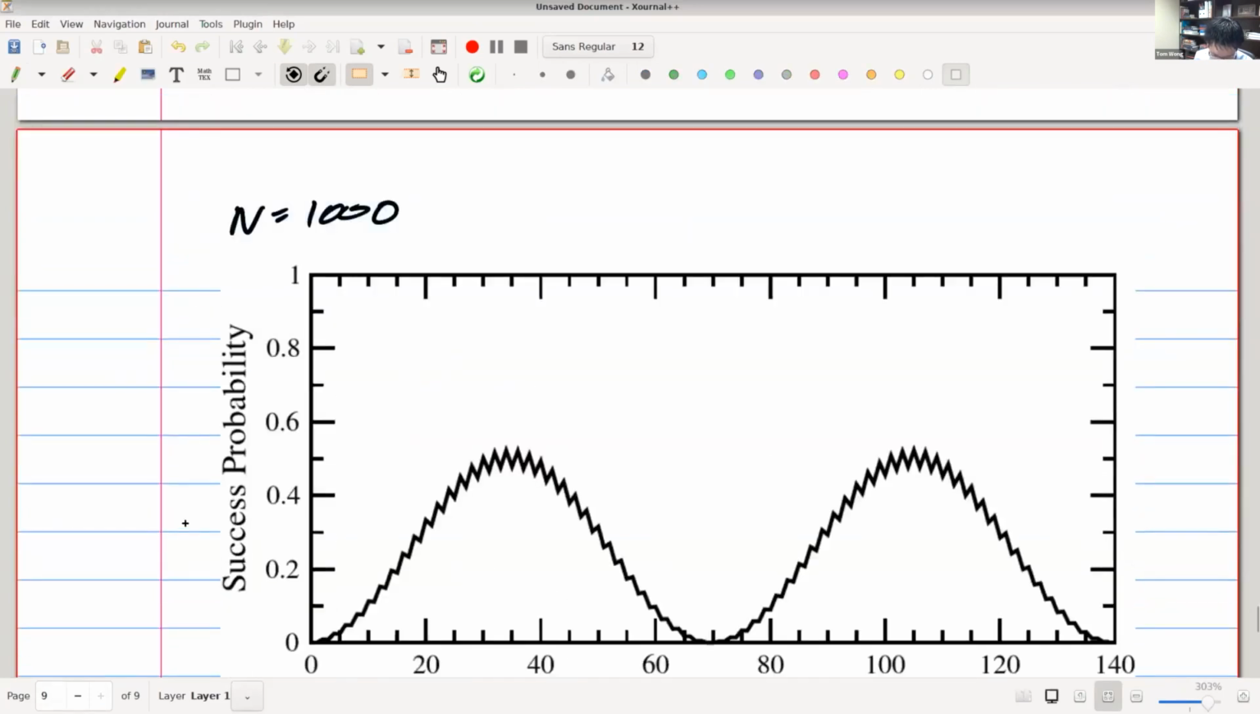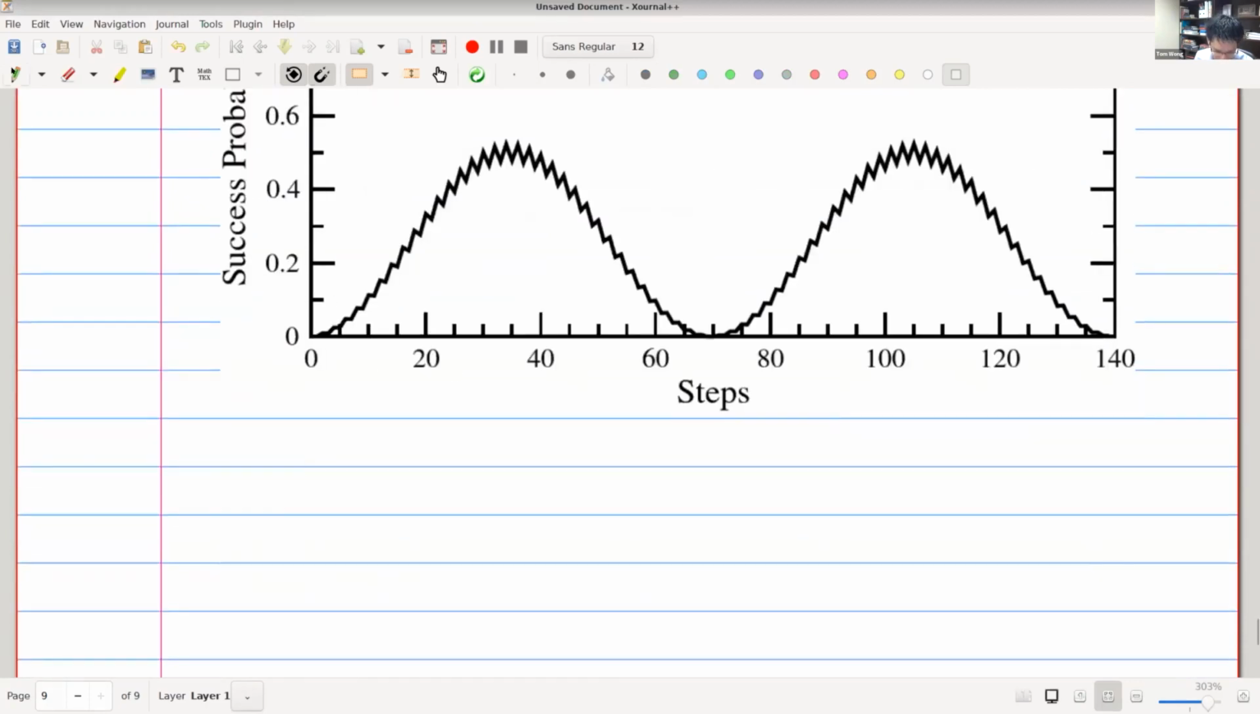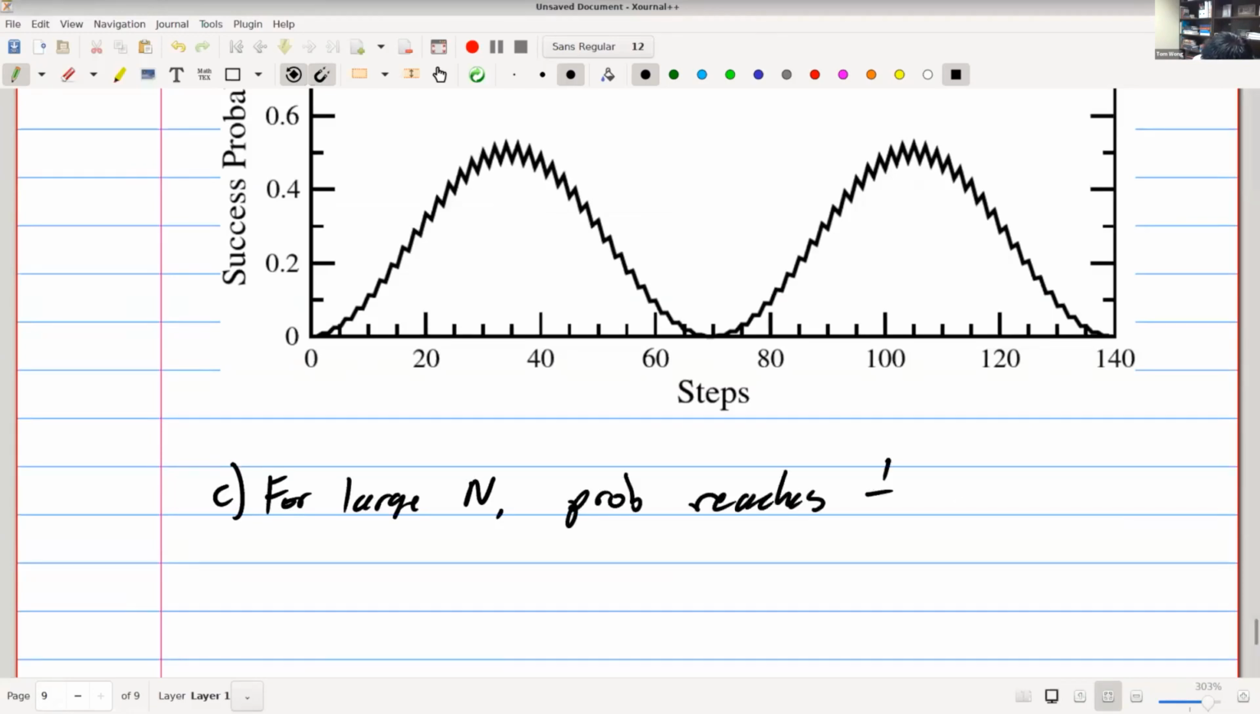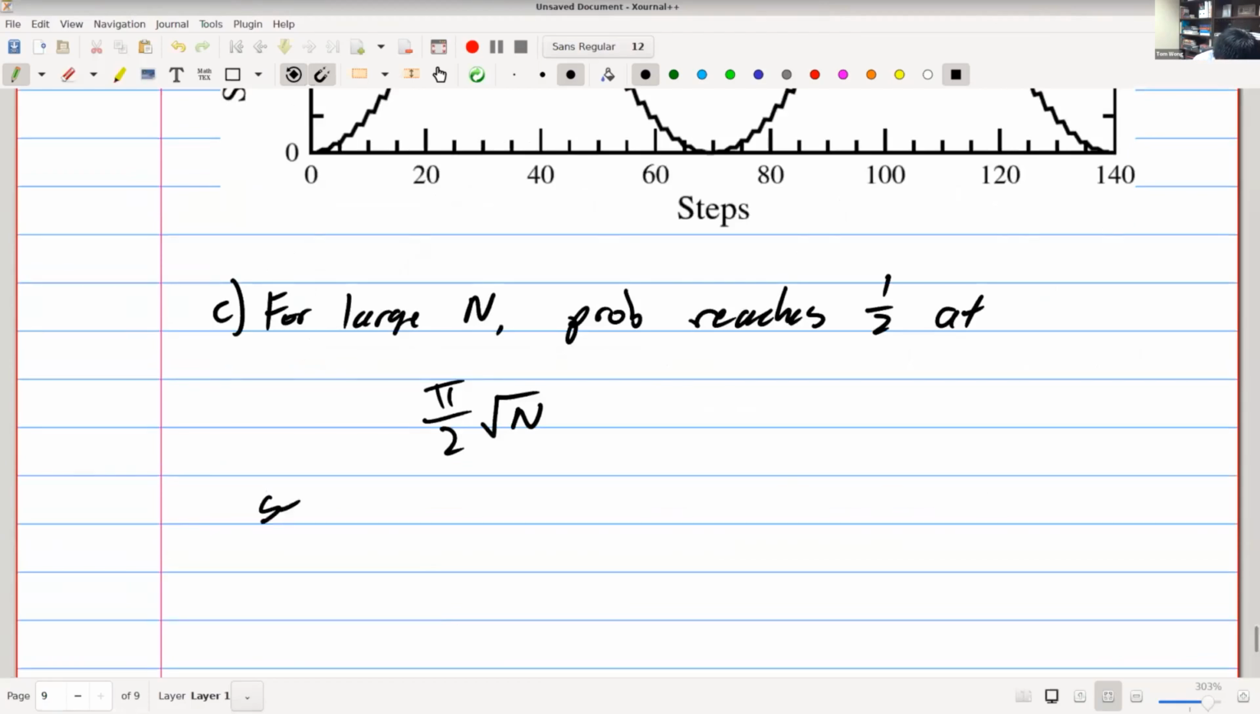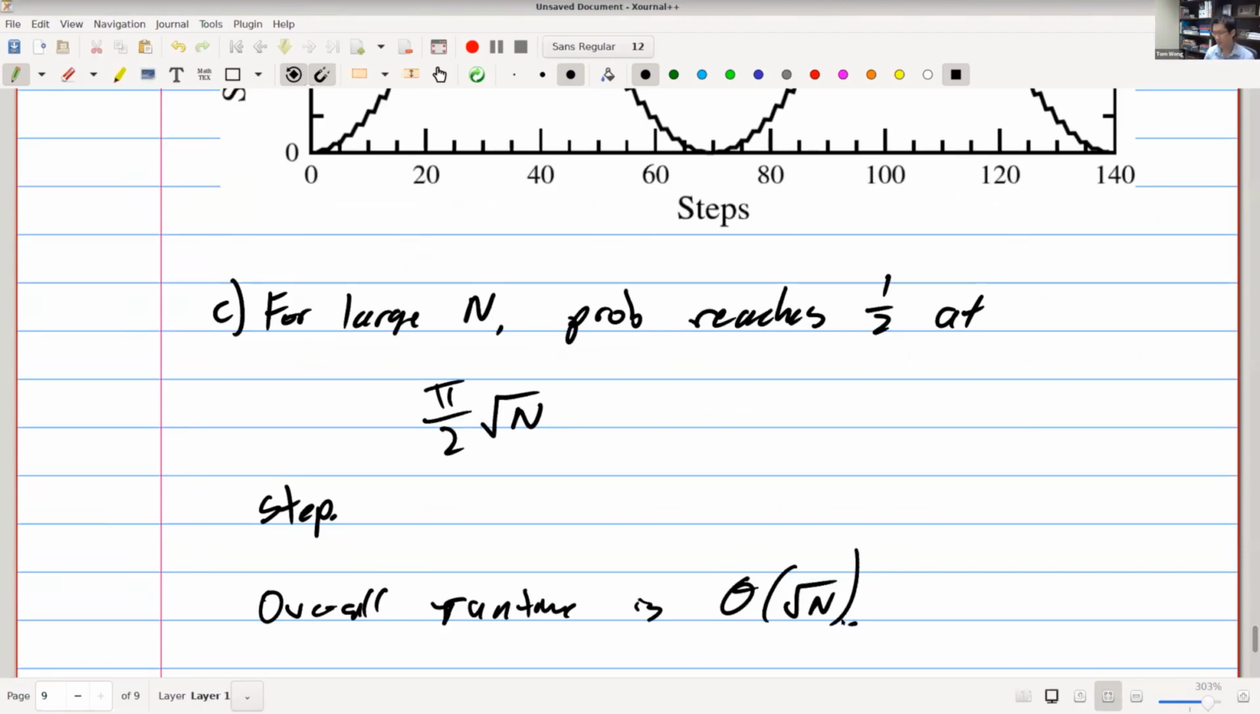All right. So basically what happens is that the success probability reaches a value of 1/2. And so you can do all the math for this. So for large n, the probability reaches 1/2. And the number of steps it takes is pi over 2 times the square root of n steps. So we reach a constant success probability at this time. So the overall runtime is order the square root of n, just like Grover's algorithm. And so we get a quadratic speed up using a quantum walk.